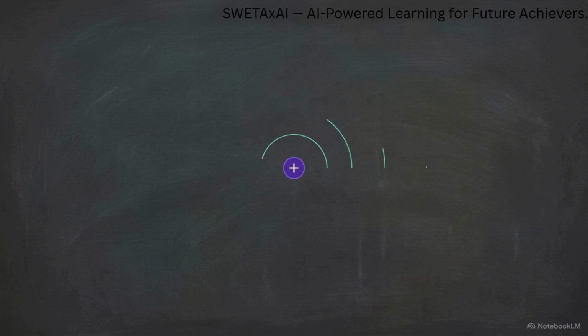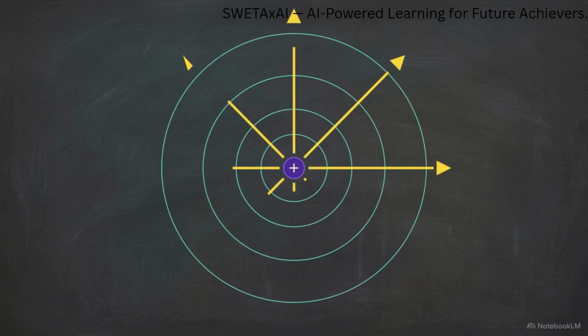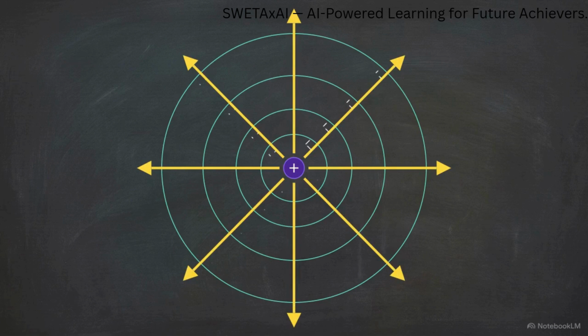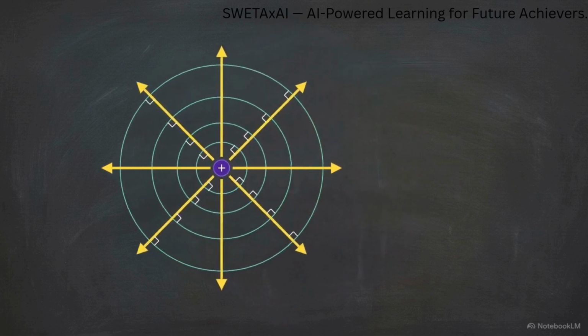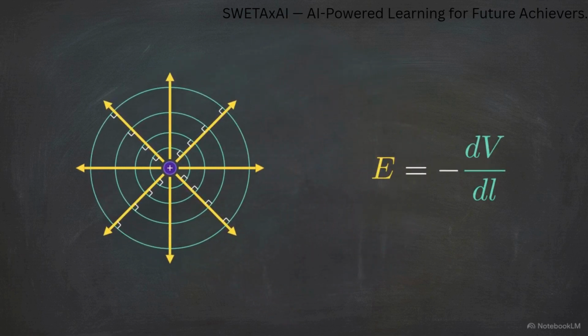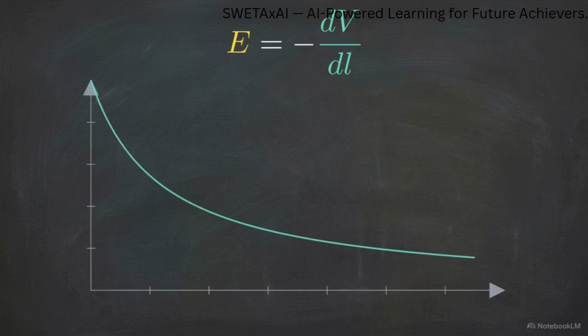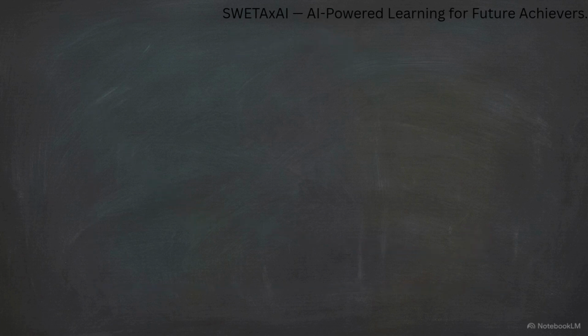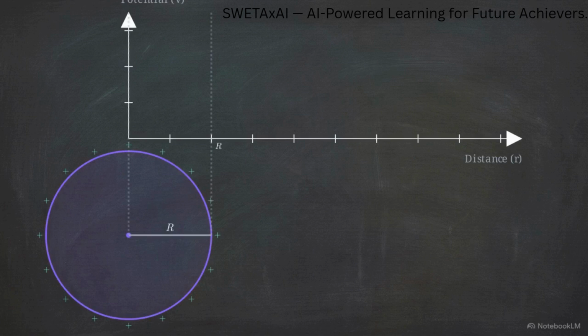If equipotentials represent the flat paths, the electric field represents the steepest path downhill. These field vectors always intersect equipotential surfaces at 90-degree angles. This is defined by the gradient equation, E equals negative dV over dl. The electric field is the spatial derivative of the potential. Its magnitude corresponds to the steepness of the gradient, while the negative sign shows that the field points toward decreasing potential. We can apply this to a charged spherical shell.